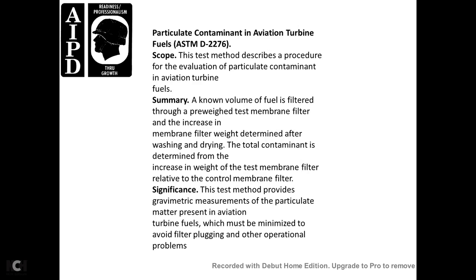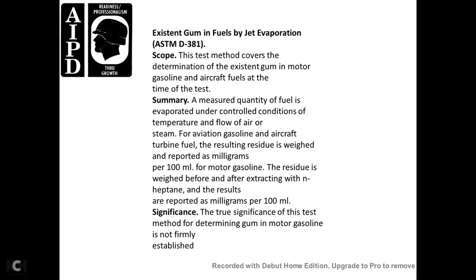Particulate contamination in aviation turbine fuels, ASTM D2276. The test method describes the procedure for the evaluation of particulate contamination in aviation turbine fuel. Summary: a known volume of fuel is filtered through a pre-weighed test membrane filter, and the increase in membrane filter weight is determined after washing and drying. The total contamination is determined from the increase in weight of the test membrane filter relative to the control membrane filter. Significance: the test method provides a gravimetric measurement of the particulate matter present within aviation turbine fuels, which must be minimized to avoid filter plugging and other operational problems.